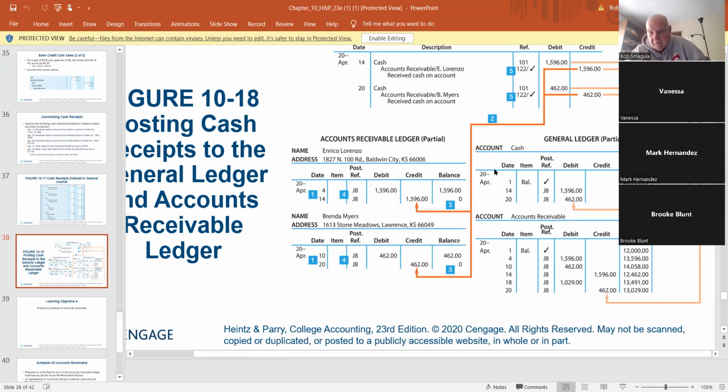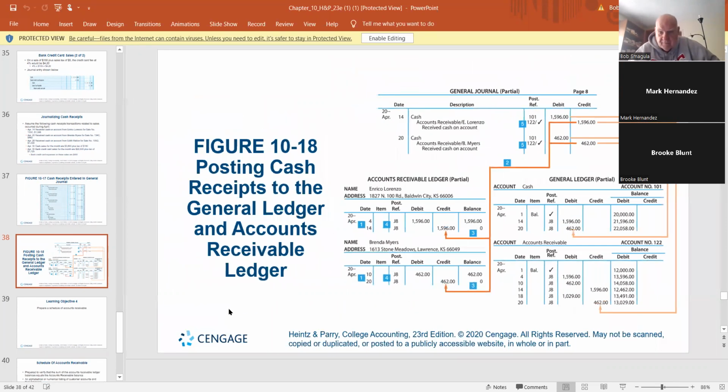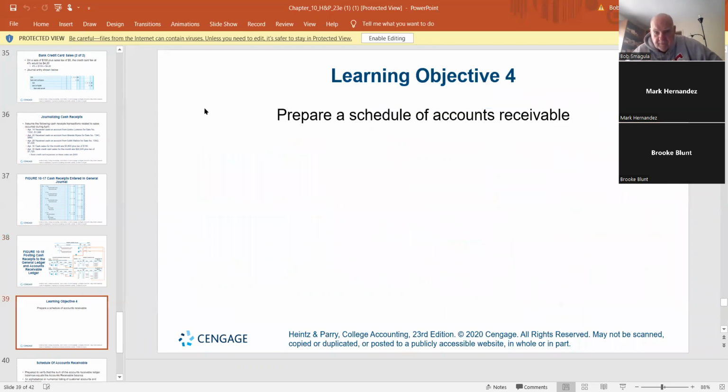Cash. Here is the debit to cash for $1,596 for Enrico and $462 for Brenda. There's the accounts receivable, and take a look at their account. This guy only had a balance of $1,596. Now it's down to 0. He just paid us. Same thing with Brenda Myers. And again, the total of these subsidiary ledger accounts has to equal the control account.